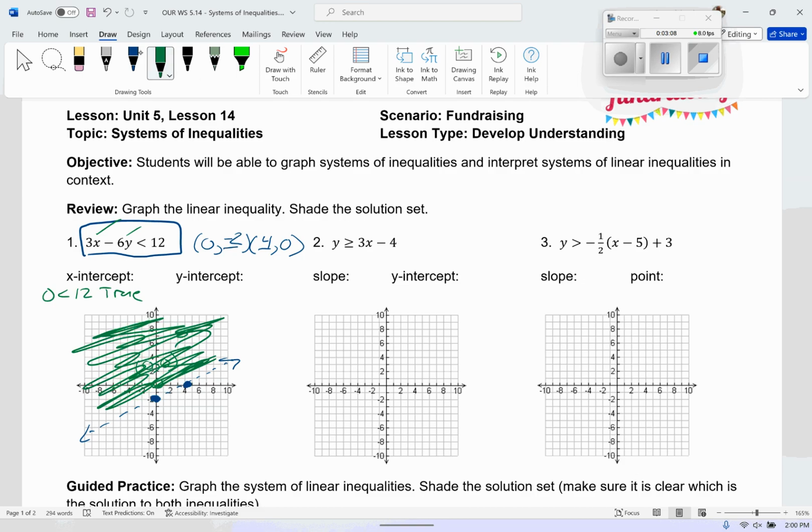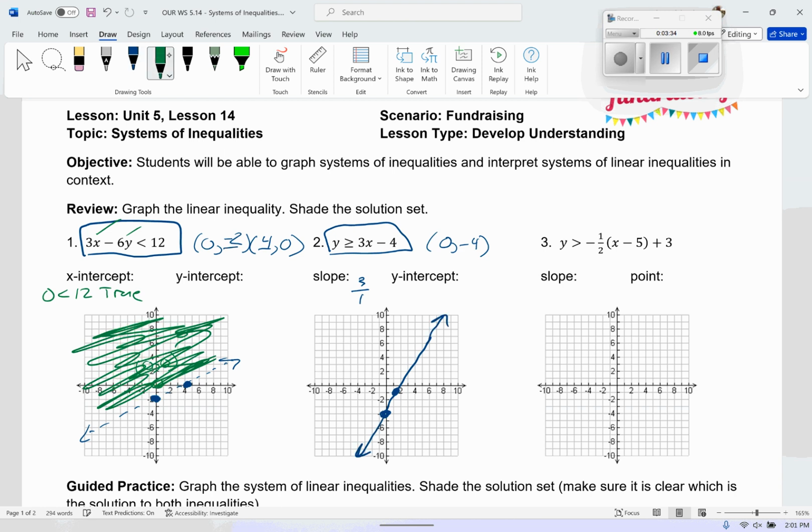Okay, problem number 2. This is not cover method. This is y equals mx plus b. So what is the y-intercept of this one? Negative 4. So 0, negative 4. So negative 4 is down here. Slope is 3 over 1. Very good. So from here, I'm going to go up 3, right 1. Solid or dotted? Solid. There's a little line underneath.